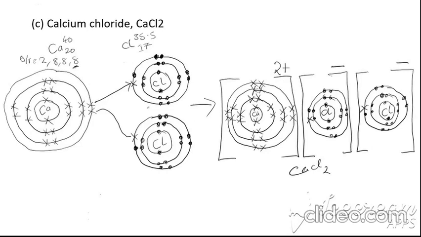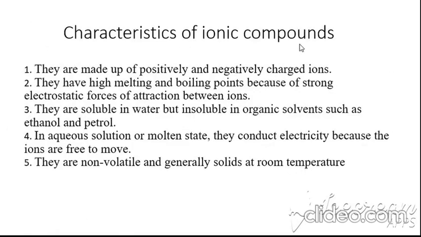Okay, now let's do characteristics of what? Ionic what? Bonding. They are made up of positively and negatively charged what? Ions. So have you seen ionic bonding involves positively charged ions from what? Metals, and negatively charged what? Ions from the what? Non-metals. So they are made up of positive and negative charged ions.